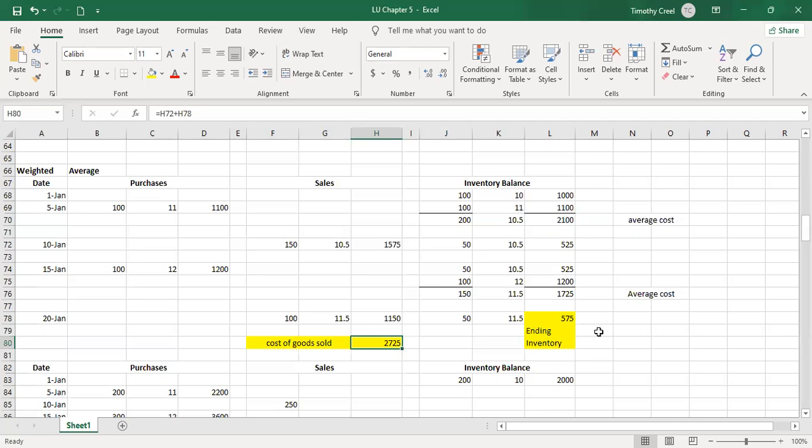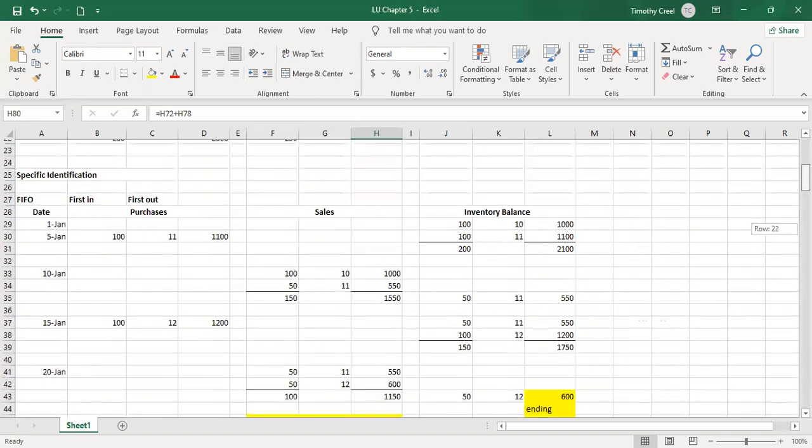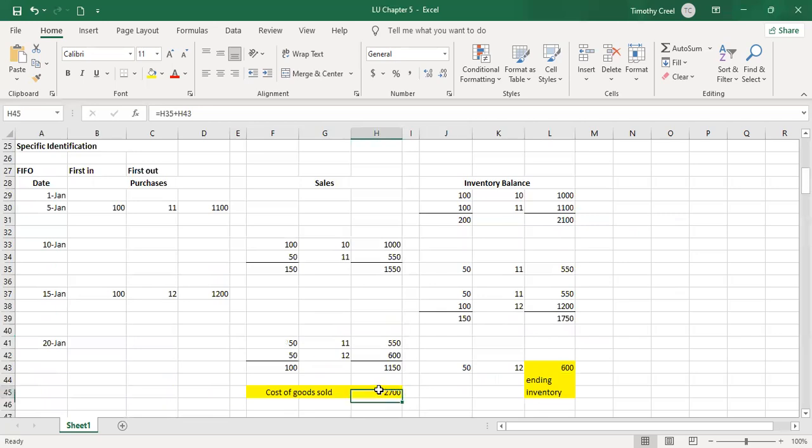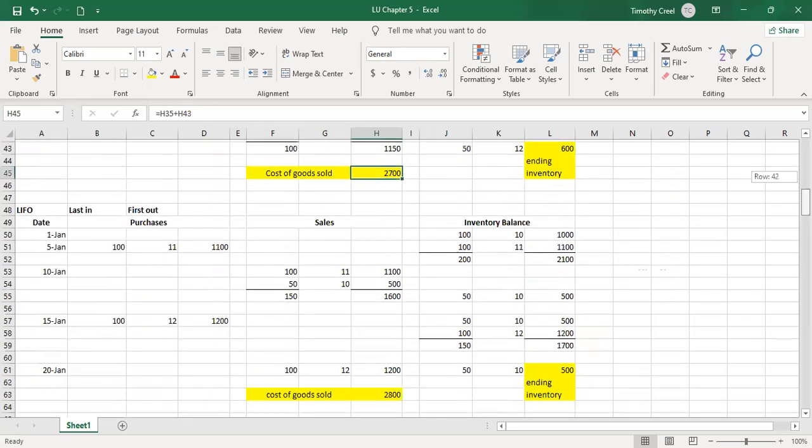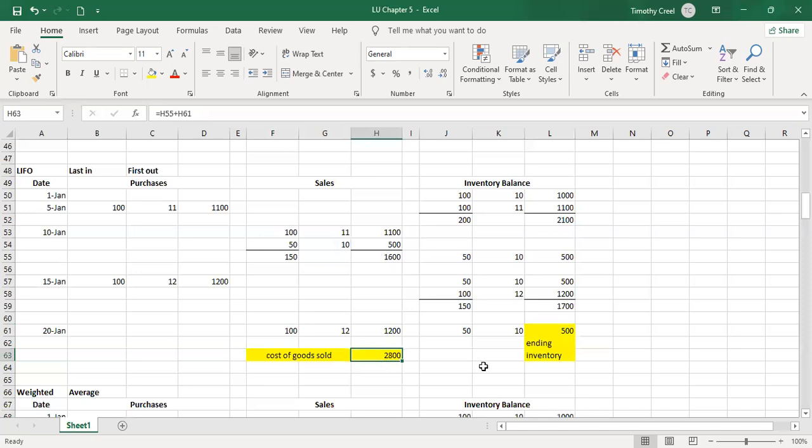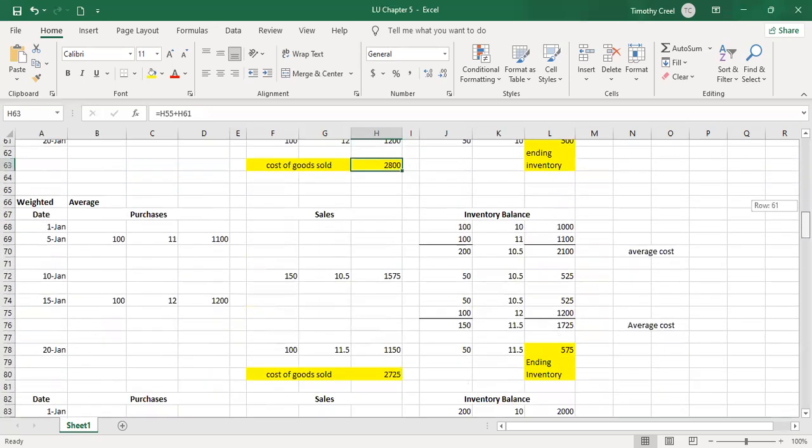Now, the advantages of each method, real quick. The advantage of FIFO is that it tends to give you lower cost of goods sold, which gives you higher net income. So FIFO will make you look a little better financially when prices are increasing, which they normally are. LIFO, on the other hand, since it's higher cost of goods sold, will give you lower net income, which will save you a little bit on your taxes. So more companies actually use LIFO than FIFO because they would prefer to save the money on their taxes.